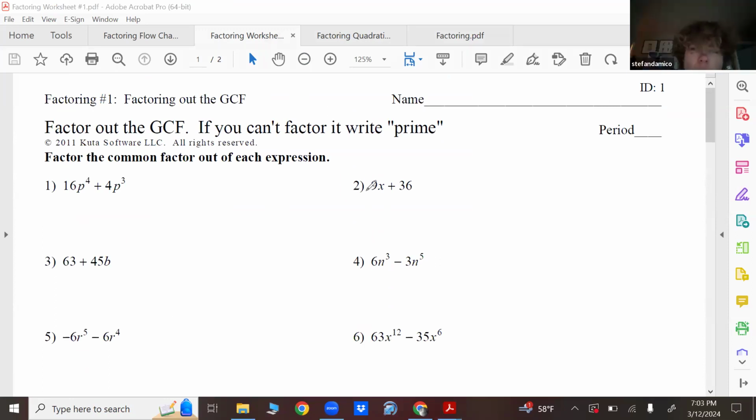We'll start with number 2. Now, what do you have in common between these two? What can they both be divided by? 9 and 36. 9, exactly, because 9 can be divided by 9, and 36 can be divided by 9.